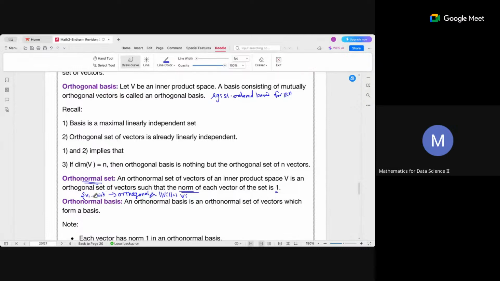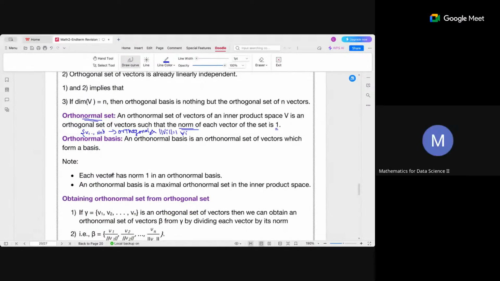So it means what? Suppose you have a basis v1, v2, ..., vn, and you know that v1, v2, ..., vn are orthogonal and the norm is 1, then such a basis is called an orthonormal basis. Clear? Each vector has norm 1 in an orthonormal basis, and an orthonormal basis is a maximal orthonormal set in the inner product space. Of course, a basis is the maximal linearly independent set, right?